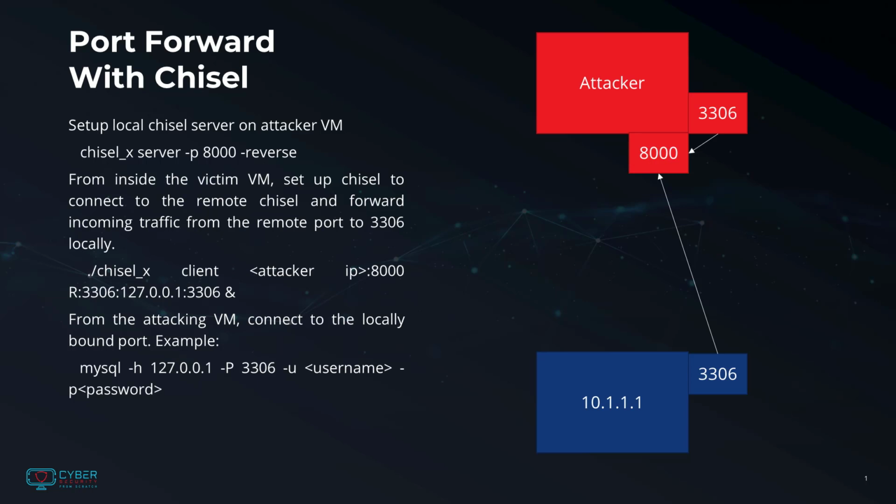Now, the cool thing is the attacker can then use something like MySQL to connect locally to 3306, and that will be routed through the tunnel to the MySQL server on the target system.